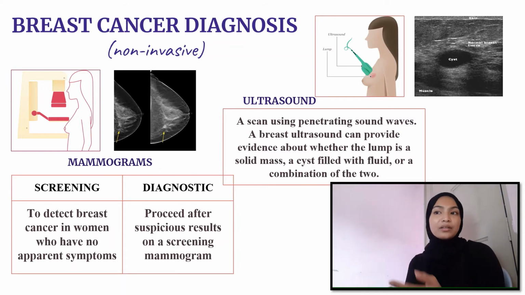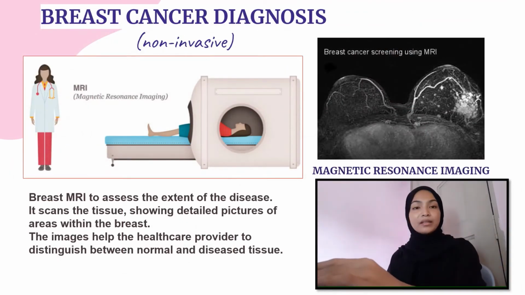If the results from the mammograms are still suspicious, the doctor may suggest an ultrasound of the breast tissue. The image generated by the ultrasound is called a sonogram, and it can provide evidence about whether the lump is a solid mass, a cyst filled with fluid, or a combination of both. Next is MRI. In case the initial exams are not conclusive, the doctor may recommend a breast MRI to assess the extent of the disease. MRI uses radio waves through the breast tissue, producing detailed images of the area.